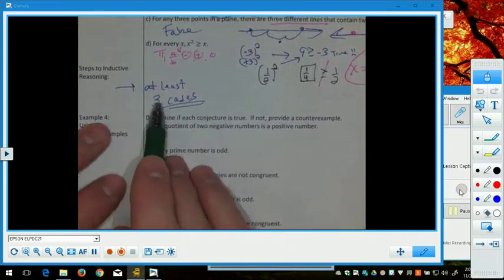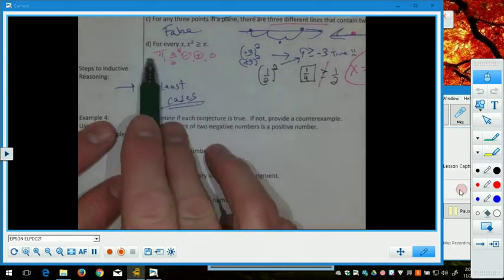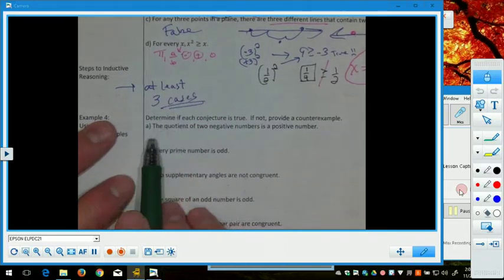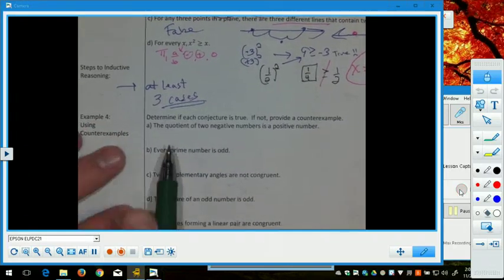Determine if a conjecture is true. Once we've examined that, we can decide if it's true. If it's not, then in our exploration of it, we should find one that makes it false. So then we would say false and give the counterexample.